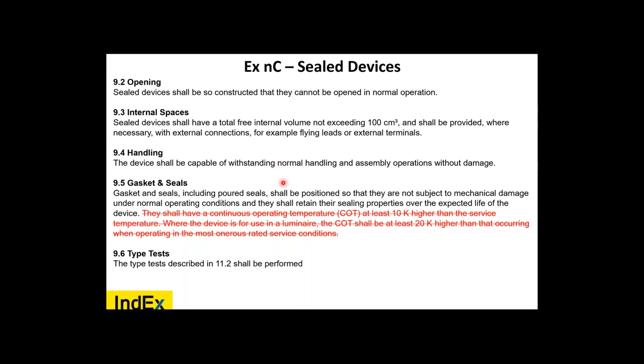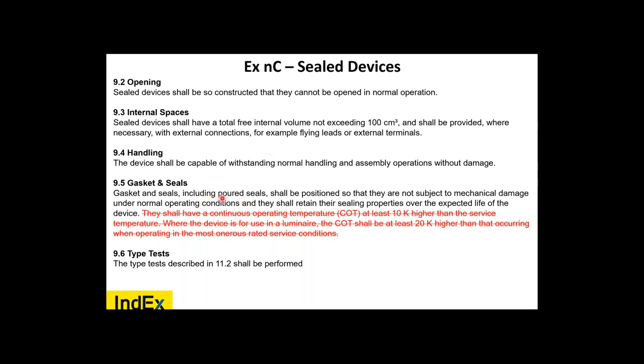So what are we talking about? Well, usually EXNC sealed devices will just have a fly lead, which then you'll go to another, let's say EXEC junction box to make your terminations in. So this would probably be an instrument or a solenoid valve.